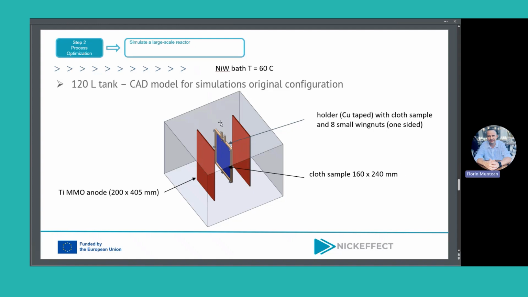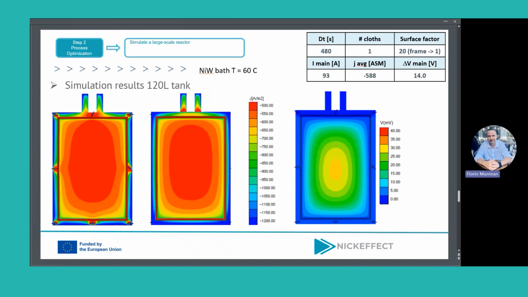And a holder around it, again, this holder is made of two parts, keeping the cloth in between as a sandwich. We started by using 8 small wing nuts on the side. In theory, this should be enough to keep everything in place. And we performed a simulation.